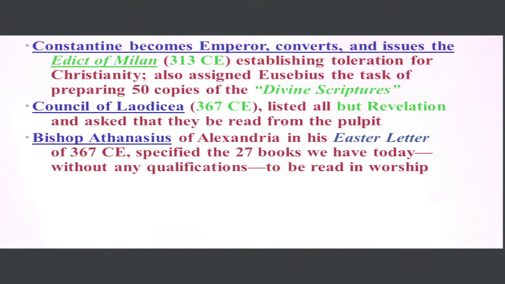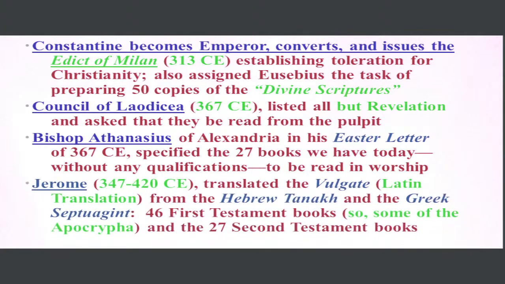Bishop Athanasius of Alexandria, in his Easter letter, I think, in fact, I said off the cuff that Sunday morning, I mentioned it, the Christmas letter. It's an Easter letter of 367 CE, specified the 27 books that we have in our New Testament today without any qualifications, and they were to all be read in worship. This is the first documentation or evidence or witness to all 27 as we have them in our New Testament today, or the Second Testament.